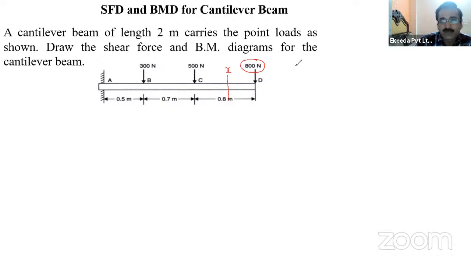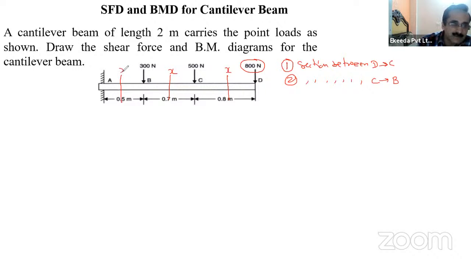So first I have to divide into three parts. First I have to take the section between D and C. Then I will take the second part. I will take one section here also, between C to B, and that will be valid for C to B. Then I will take the third part, which will be valid from B to A, because the load is changing as I am moving from D to A, right? So for the third part I will take the section between B to A.